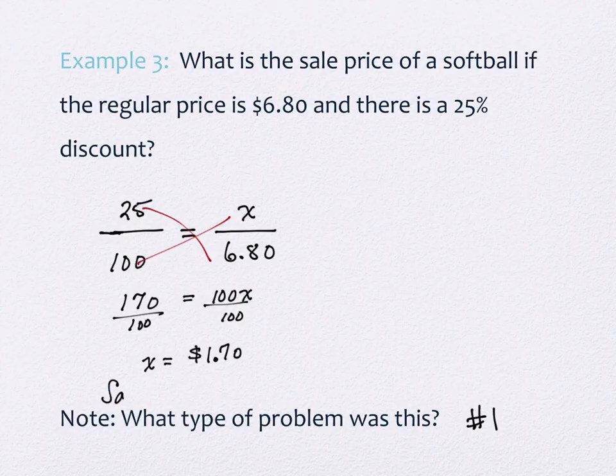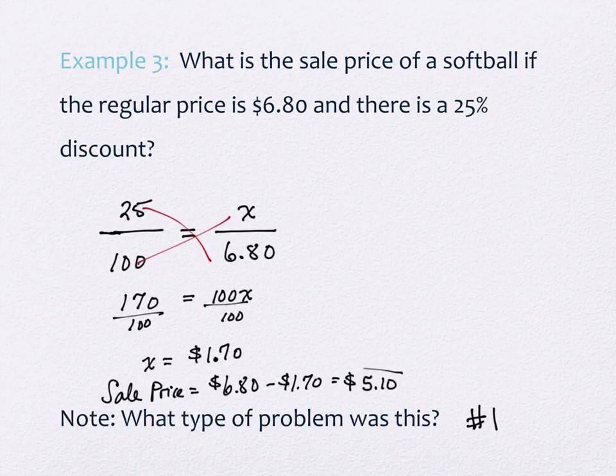And that means then my sale price is the 680 minus the 170, which means it's what? $5.10. So this one is very natural in the setup. I have a 25, I put the 25 in. But the drawback is that at the end I have to remember to do this subtraction thing. Okay? The other option is that we could actually set it up slightly differently.